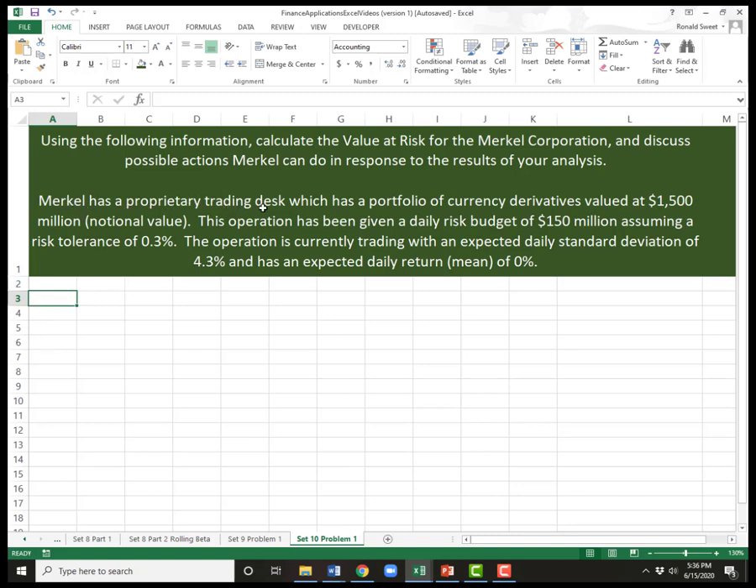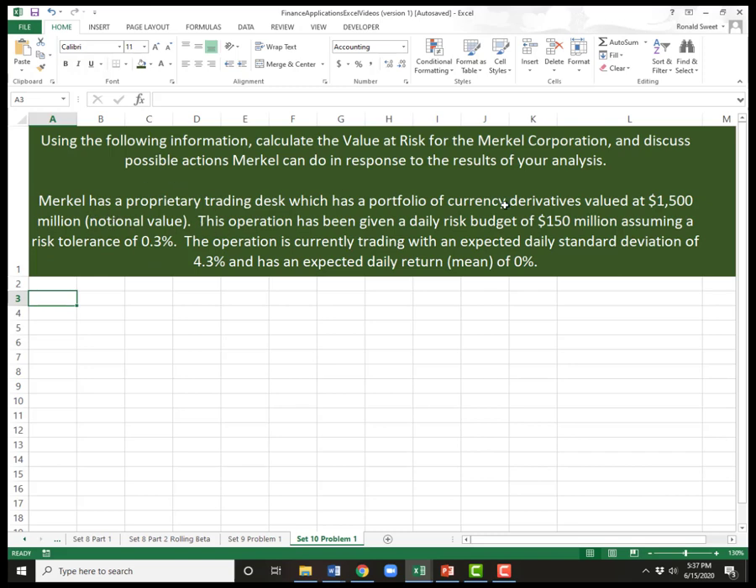Merkle has a proprietary trading desk. You don't have to really care about that. I can put anything in there. So I'm just using some jargon from finance, from investing. Has a portfolio of currency derivatives. What is that? That's futures and forwards and swaps, but you don't need to know that. It's not important for this problem. It's valued at $1.5 billion notional amount. We might talk about notional amount in class, but that actually is not that important.